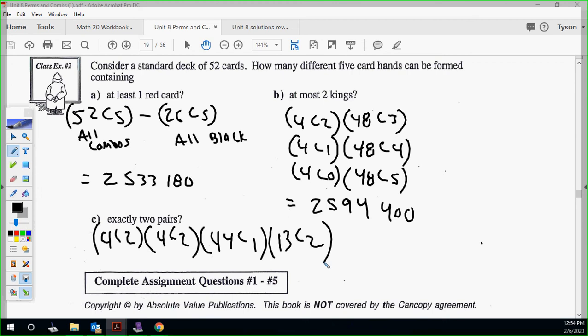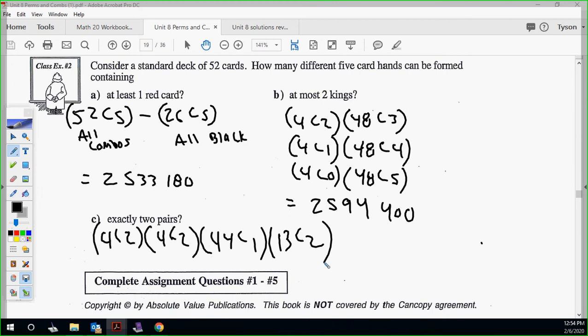Close. You're essentially right, but just one little word there, Langley. This is how you pick what pairs you have. There's 13 types of cards you can pair. You need how many pairs? 2 pairs. 13C2 accounts for that.